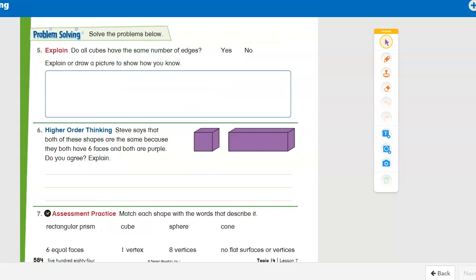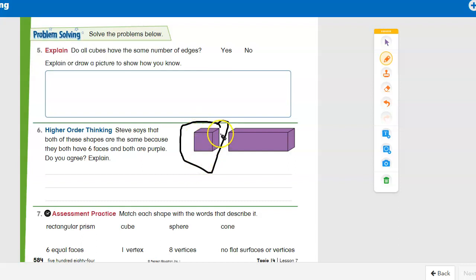All right. And on the next page, page 584. On number 5, it asks you, do all cubes have the same number of edges? So if you don't remember what a cube is, it has a picture of it in number 6 down here. So this is a picture of a cube. So do all cubes have the same number of edges?